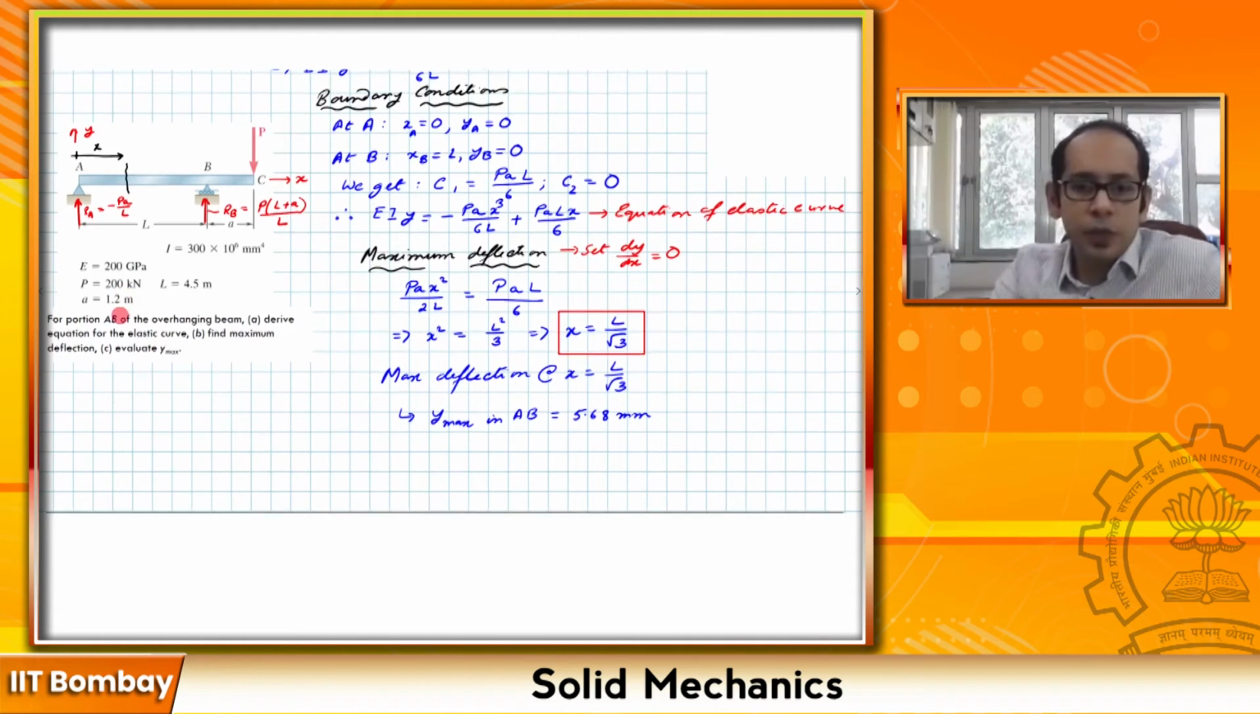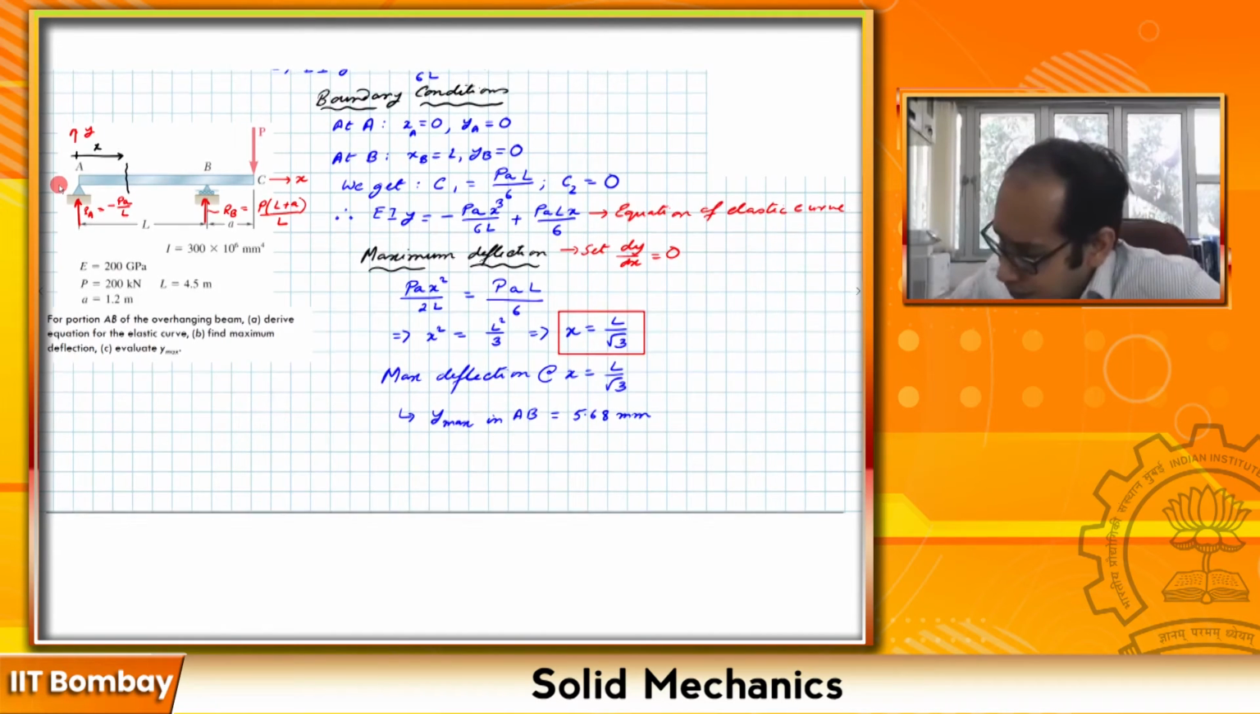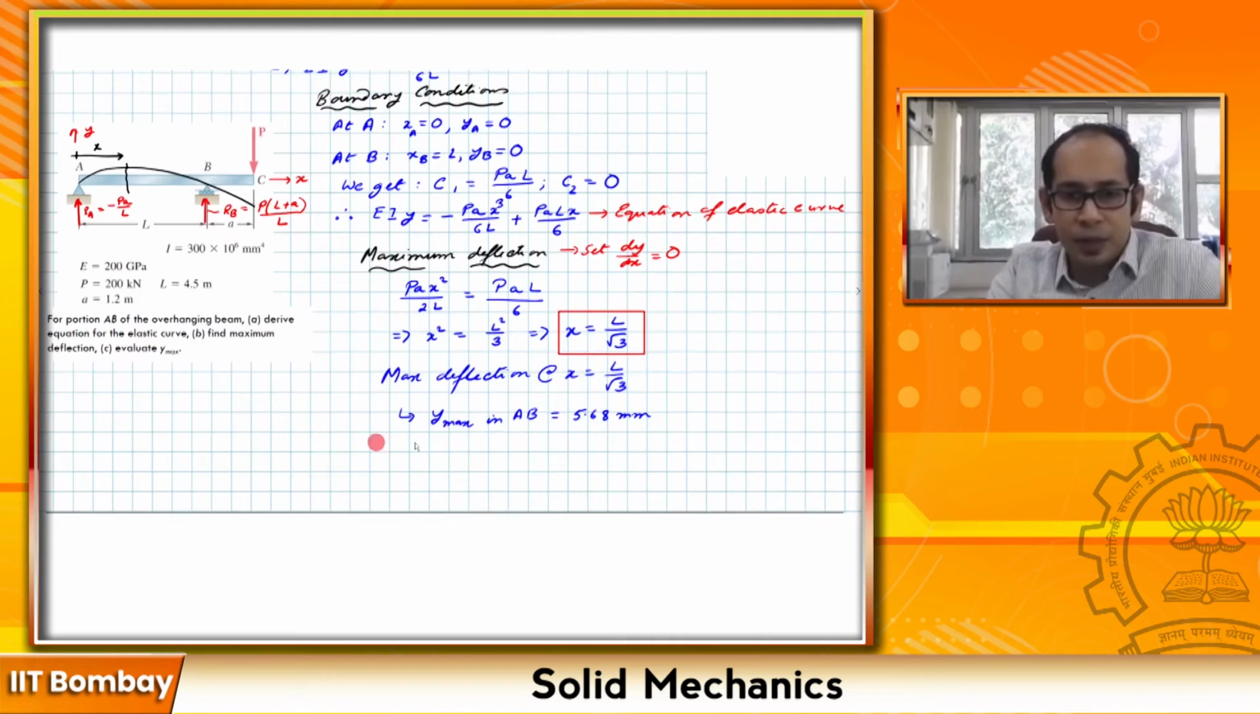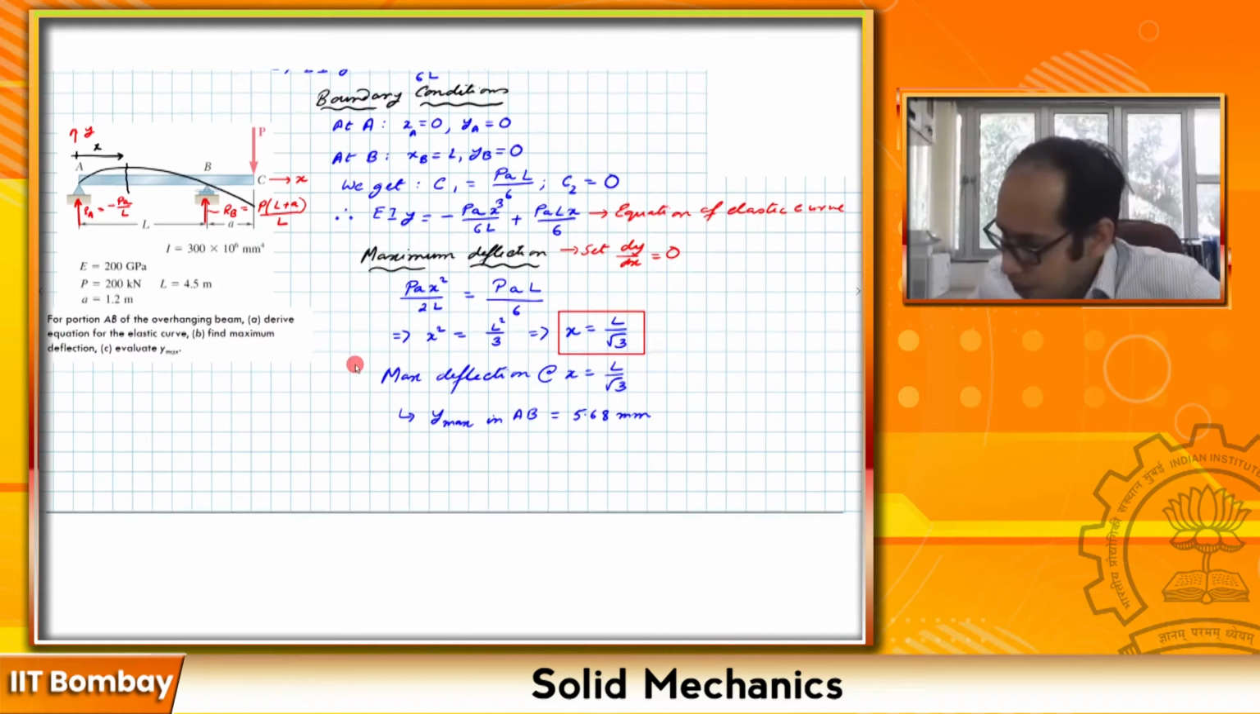So you see, you get the value of the y max in the region AB, and it comes out as positive. So that means the deflection is upwards, and it's also obvious if you just go by simple intuition. If you are pushing it over here, the deflected shape of the beam would look something like this. And at x equals L by root 3, which may be somewhere over here in this region, you are getting this maximum deflection.